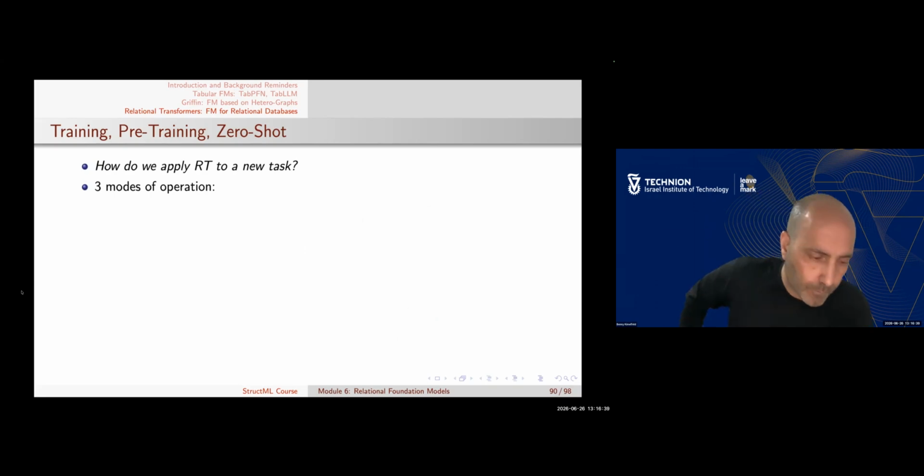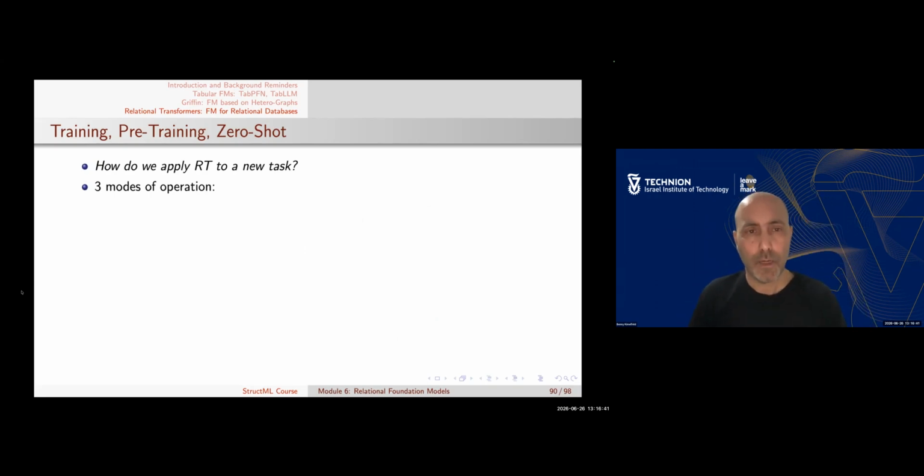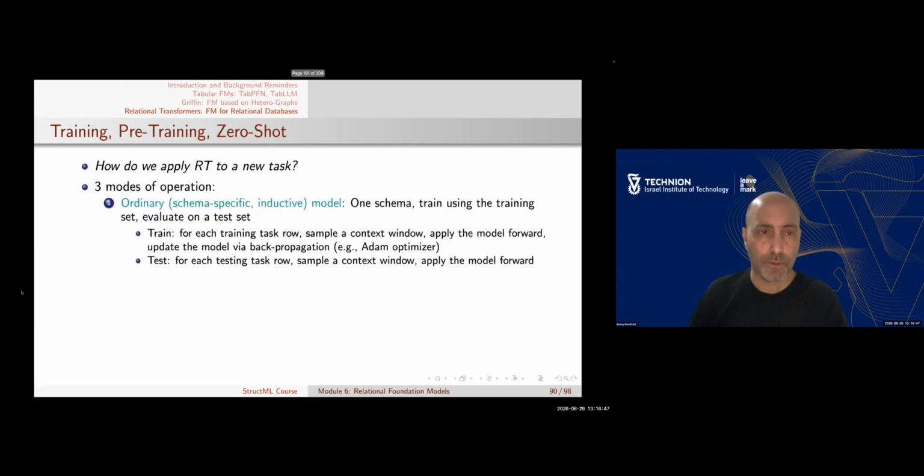Now, that's the model basically. How do we apply it to a new task? We have three modes of operation. We can think of it as just an ordinary model. That's our model, it's based on transformers. And we can use it as an ordinary, not a foundation model.